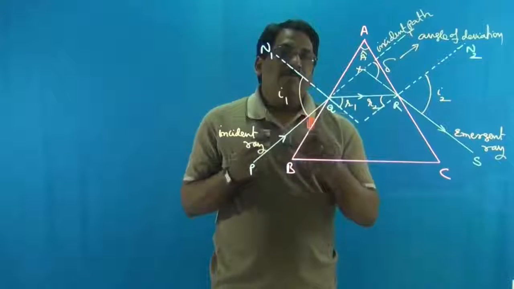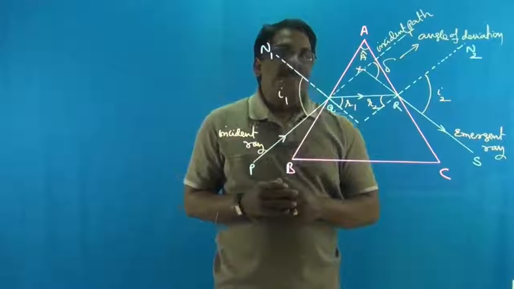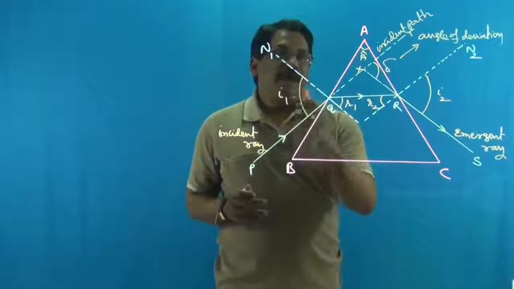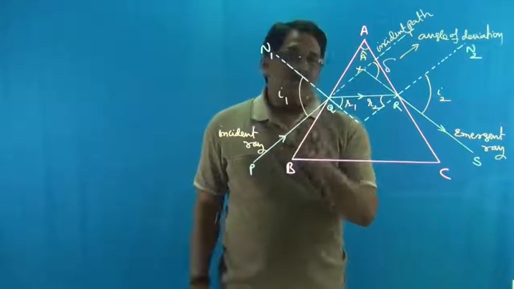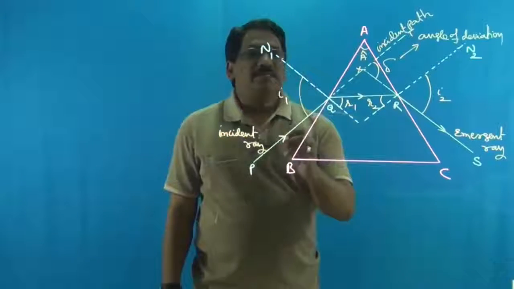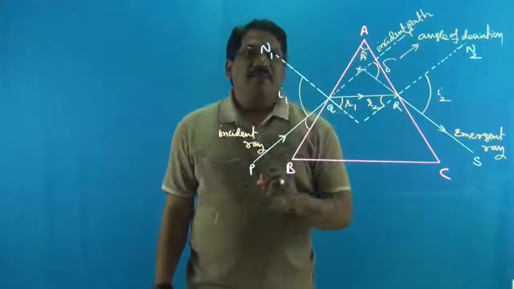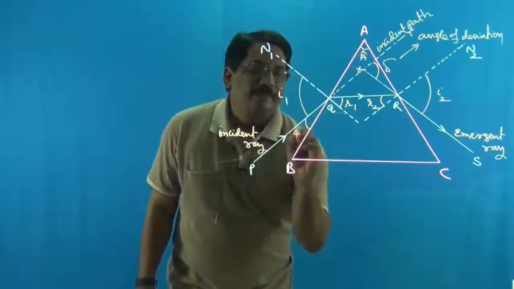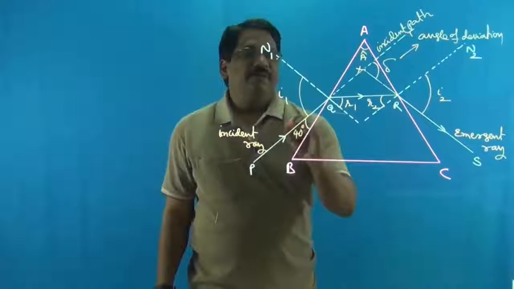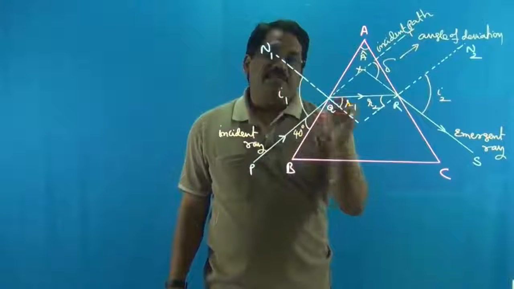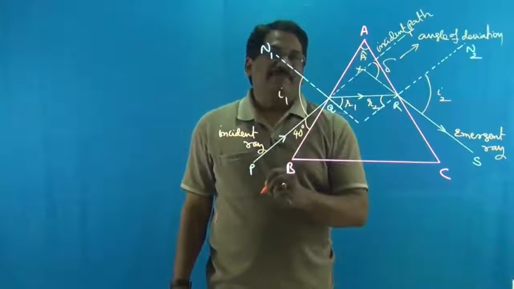And one more parameter that is given here is the angle between the incident ray and the face AB. It's not given directly the angle between the incident ray and normal. Here this angle is given as 40 degrees. This is the angle between the incident ray and the face. The angle made with the face is given.